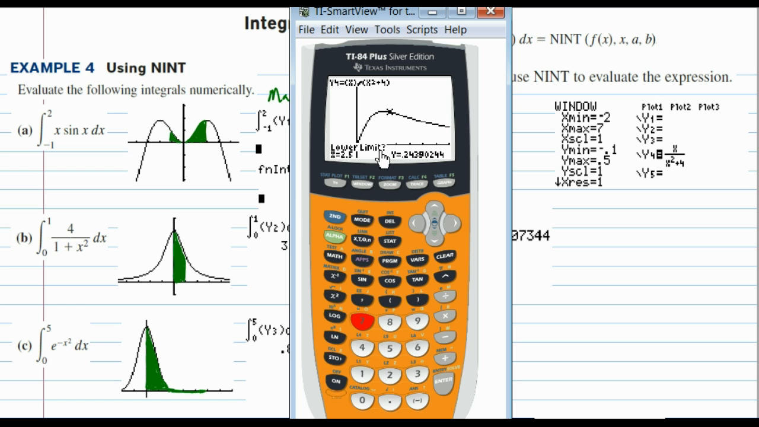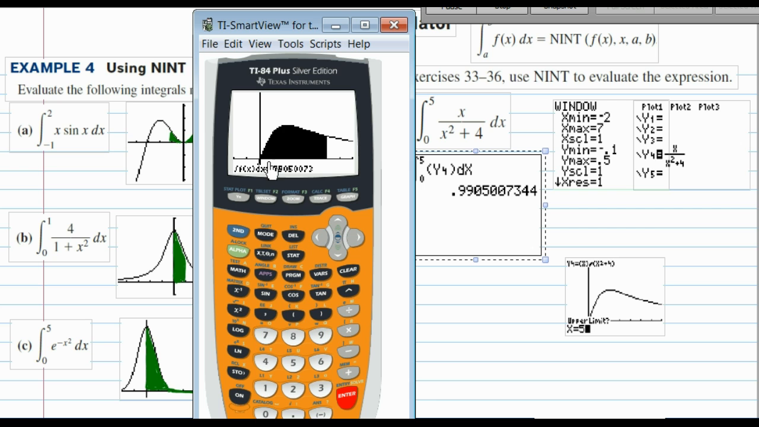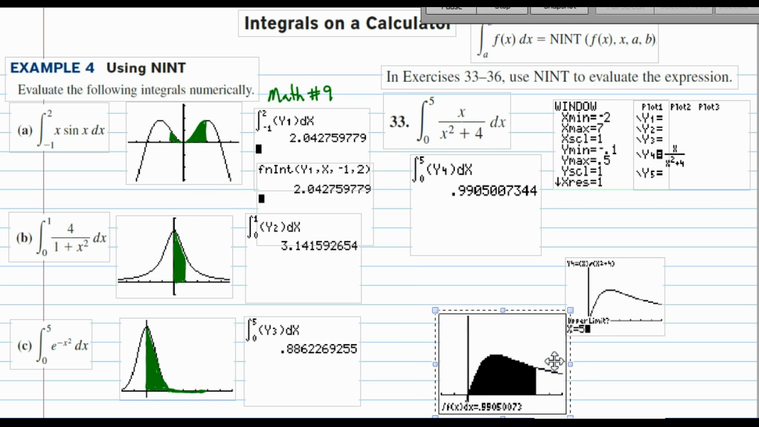Now it asks you for the lower limit. Now you can choose to scroll over, or you can enter an exact number. And here we definitely know exact numbers. They're 0 and 5. So my lower limit of integration is 0. Enter. My upper limit of integration is 5. Enter. And then it fills all of the area that I'm looking at and gives me the integral, the answer.